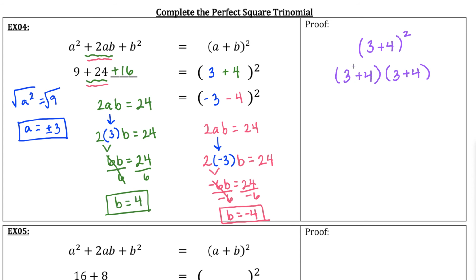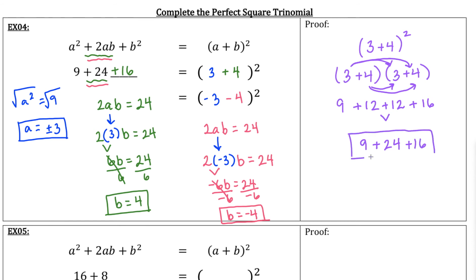And I get 3 times 3, which is 9. 3 times 4, which is 12. 4 times 3, which is 12. And 4 times 4, which is 16. I'm going to combine the two middle terms, and I get 9 plus 24 plus 16.